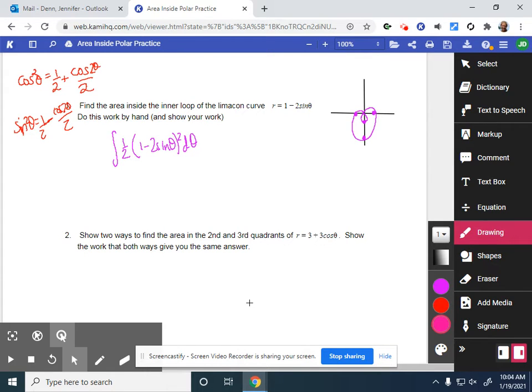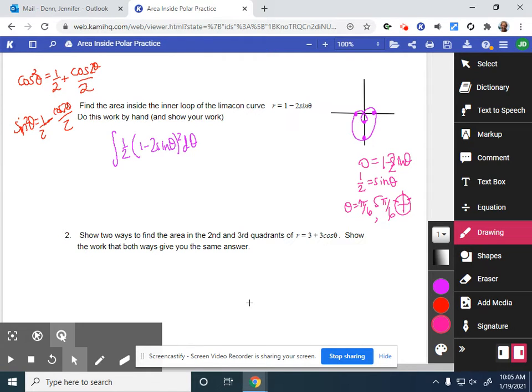So let's just set r equal to 0 and see what we get for theta. Oops, I forgot the 2 here. Sorry, sloppy. So subtract 1, get -1 over here, divide by -2. So I'm going to have 1/2 equals the sine of theta. So where is the sine of theta equal to 1/2? That's going to be here and here. So when theta equals pi over 6 and 5 pi over 6.